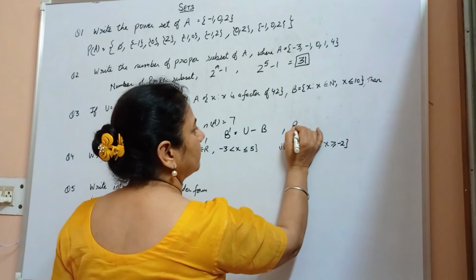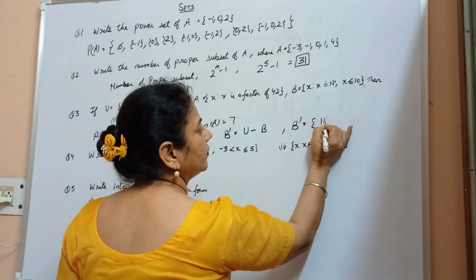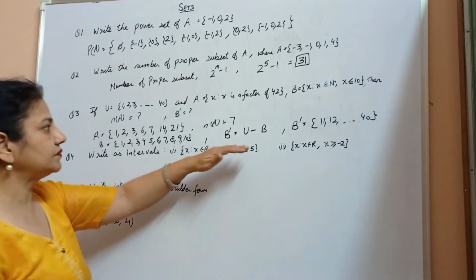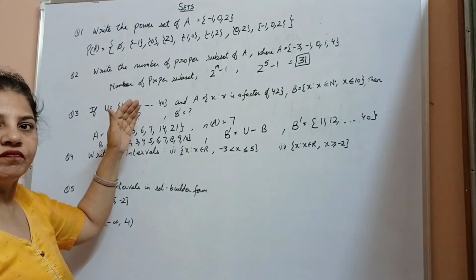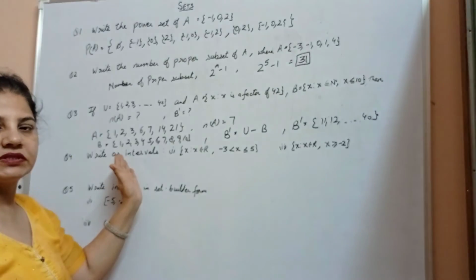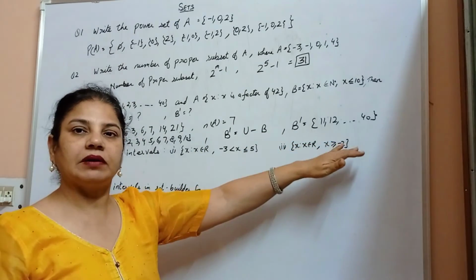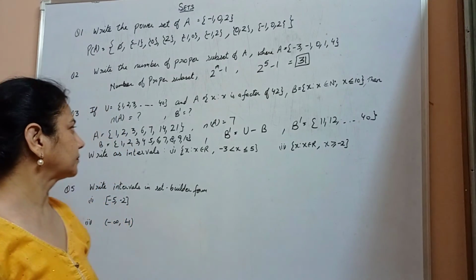So I will write all the elements in B complement except the elements of set B. We have B complement equal to 11, 12 and so on till 40. As I compare this with the universal set, I will exclude the first 10 natural numbers. The first 10 natural numbers are set B. The rest of the elements will come in B complement.